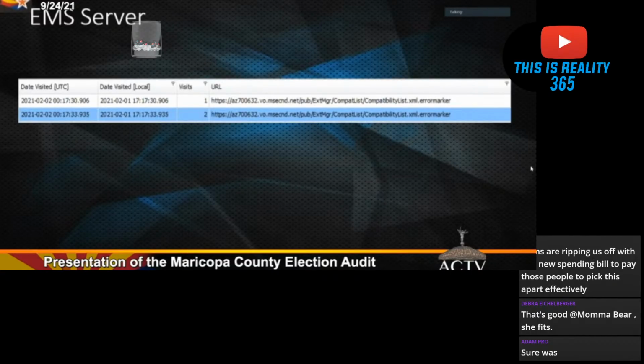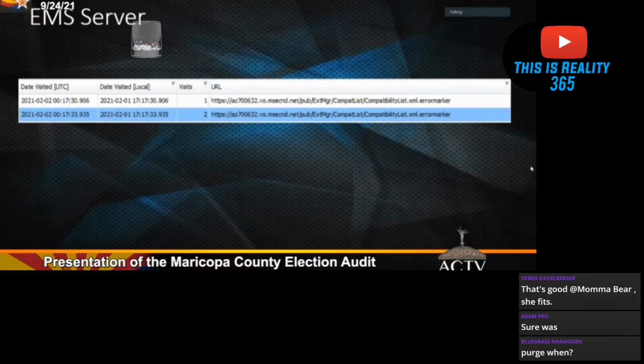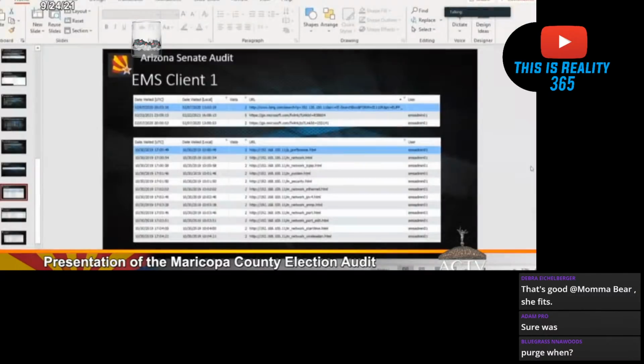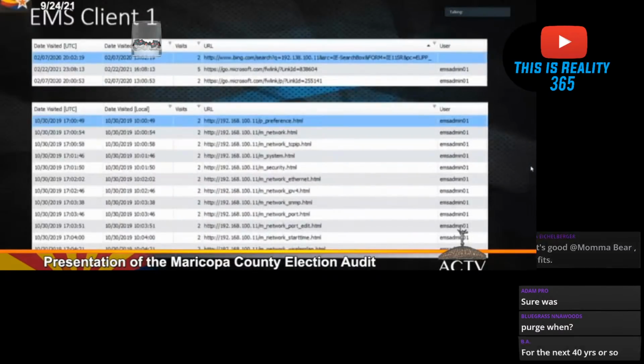Obviously, this requires an explanation, okay? Next slide, please. When we talk about the EMS client, here are the connections.